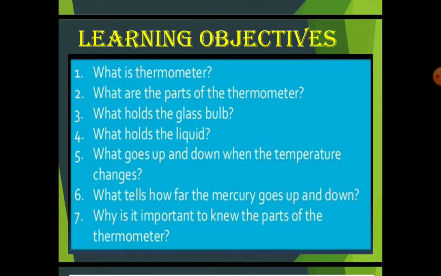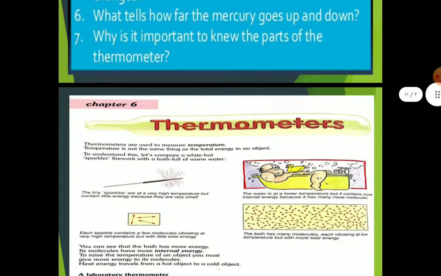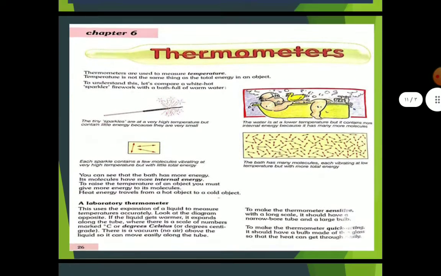What is a thermometer? What are the parts of the thermometer? What holds the glass bulb? What holds the liquid? What goes up and down when the temperature changes? What tells how the mercury goes up and down? Why is it important to know the parts of the thermometer? Chapter 6, Thermometers.